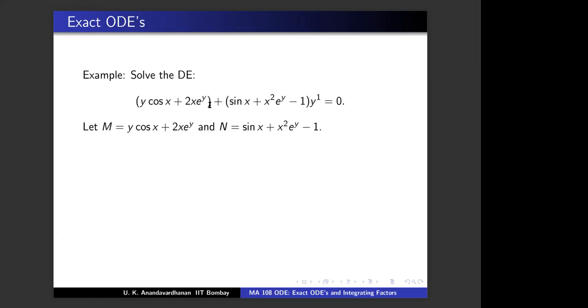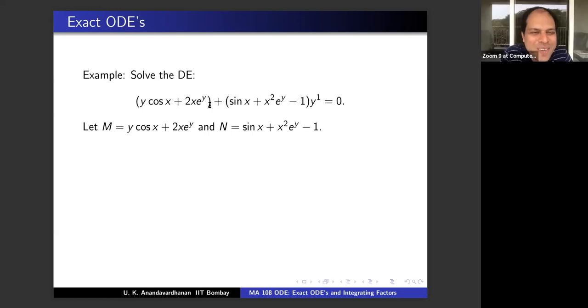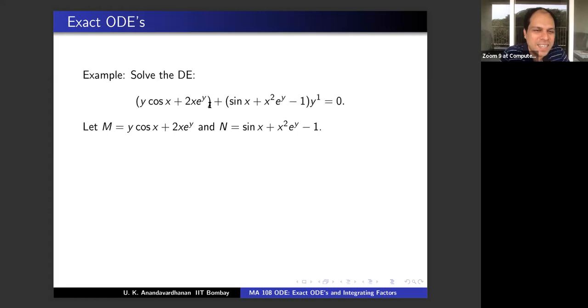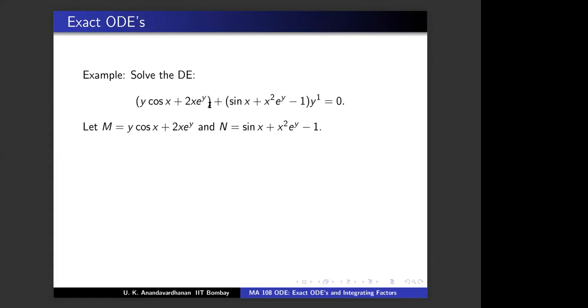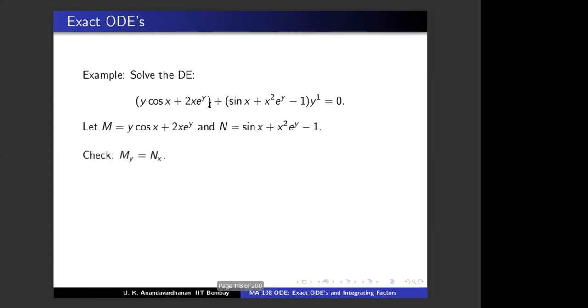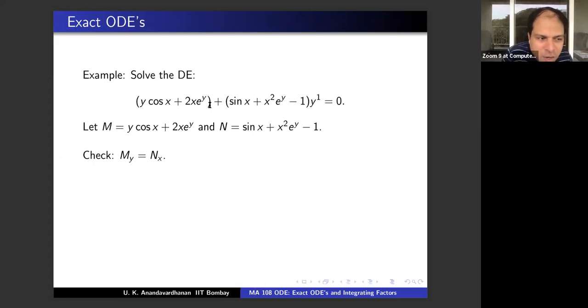We'll check whether it is closed or not. Is it easier to check closed or not? Yes, because only derivative is involved, and derivative is a bit easier than integrating. So check whether this is closed or not. Of course, you know that closed doesn't mean exact. It depends on your domain. But still it's better to check, because if it is closed, you have a feeling, possibly it is exact.